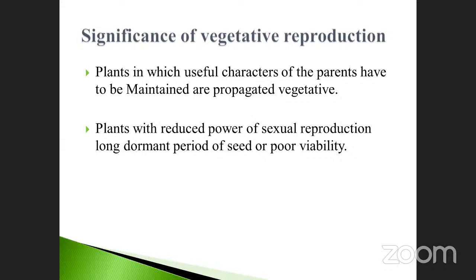Okay, the significance of vegetative reproduction is given here, not all text, and you also have to add the disease free, superior quality, all those things here. Okay, go to the next. Any questions in this area, students? Any questions? No, sir. Okay.